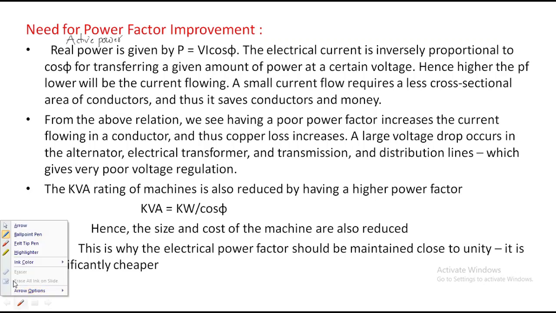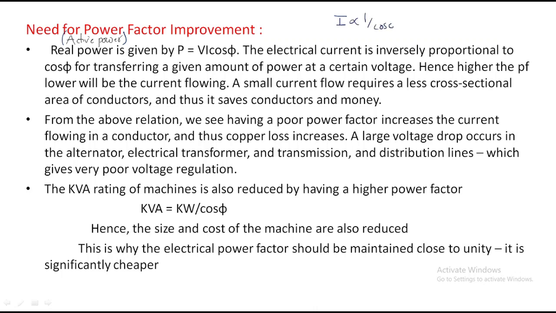So what is active power? The power consumed by the load is active power, right? And the electrical current is inversely proportional to cos phi, generally. The current is inversely proportional to cos phi for a given active power. If the power factor is low, it takes a larger amount of current. If the power factor is high, it will take a low amount of current.